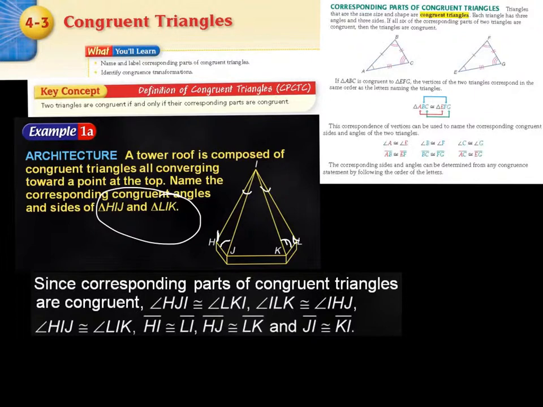And for our sides, HI is congruent to LI, HJ, so the first and last letters there, is congruent to LK. I said HJ and I marked IJ. Whoops. And IJ, so the last 2 letters, is congruent to KI.